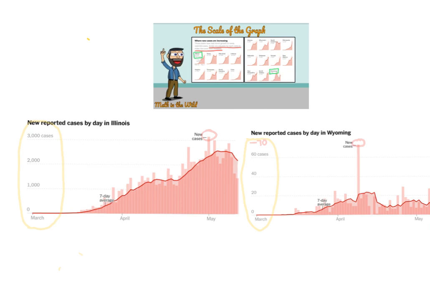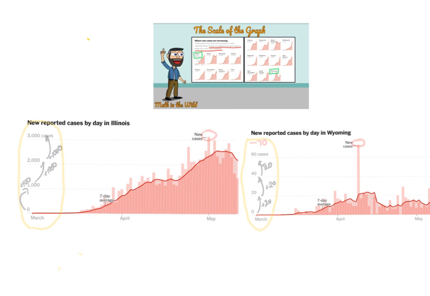Now, we talked in an earlier video about linear scales and logarithmic scales. These are both linear scales. The way I can tell that is because the jumps are always equal. On our left scale, it goes up by 1,000 each time. Up by 1,000, up by 1,000, up by 1,000. So we are always increasing by 1,000 on Illinois. Whereas in our Wyoming graph, we are making jumps of 20. It's a much smaller jump, but it's always consistent, which means both of these are linear scales.